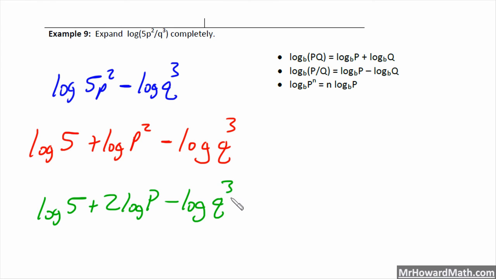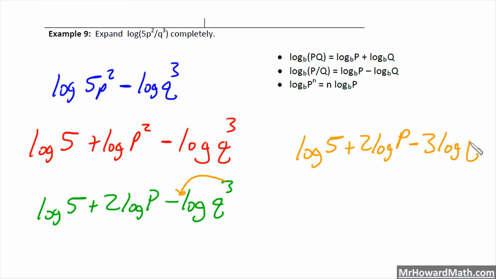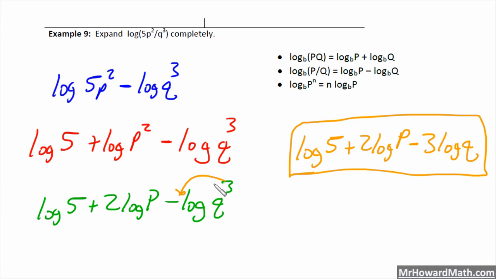Actually, we need to do the same thing here. So this 3 needs to come in front. We'll apply the same theorem. We could have done that in the same step, but I didn't. So final answer, log 5 plus 2 log p, subtract 3 log q. Now it's fully expanded, and that is our final answer. So be careful and just make sure that you've expanded as much as possible.